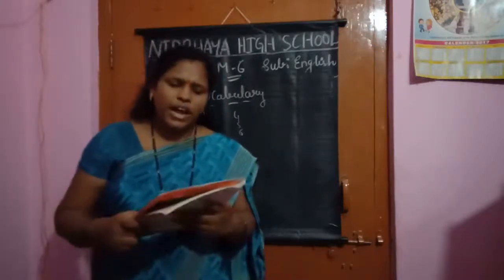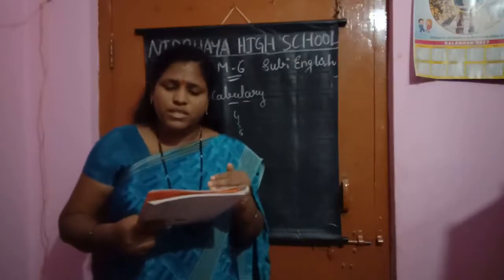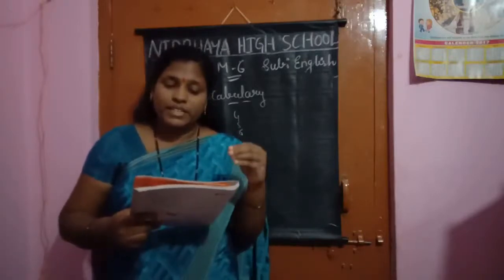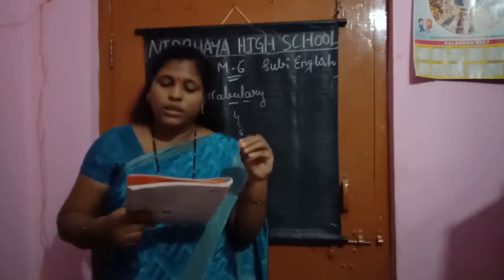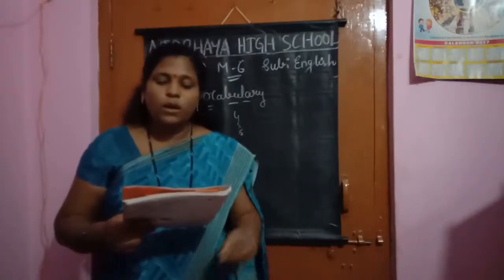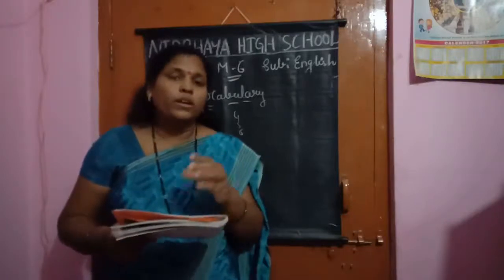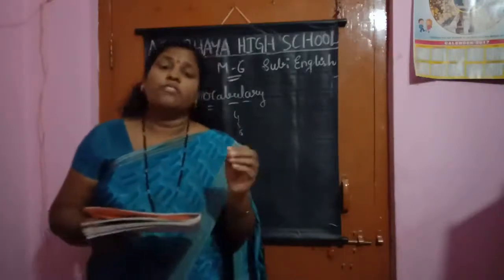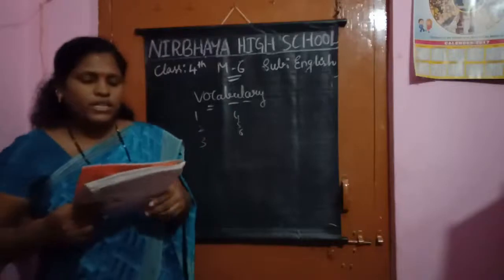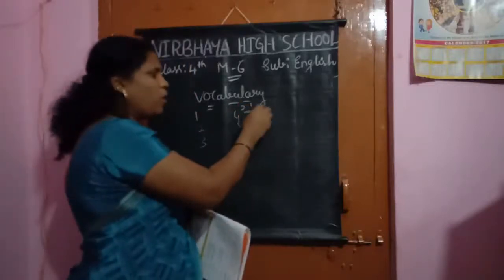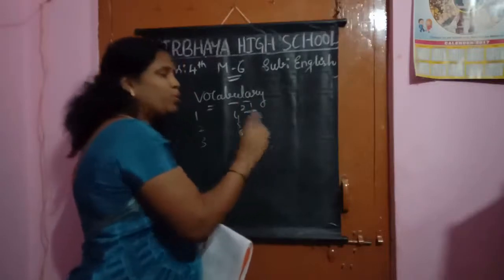Understood, children? And here, search the following words in the dictionary, write their meanings and parts of speech also. Mention a synonym for each word. You should write the meaning, parts of speech, and synonym. Synonym means what? Only a one-word meaning. See here, cheerful. This is exercise 2.1. You should do it on your own, and 2.2 also you should do on your own.